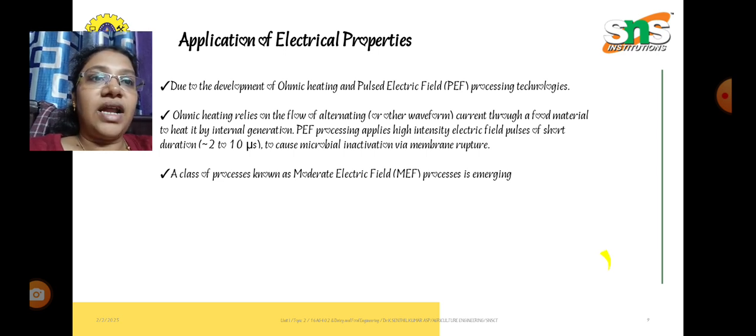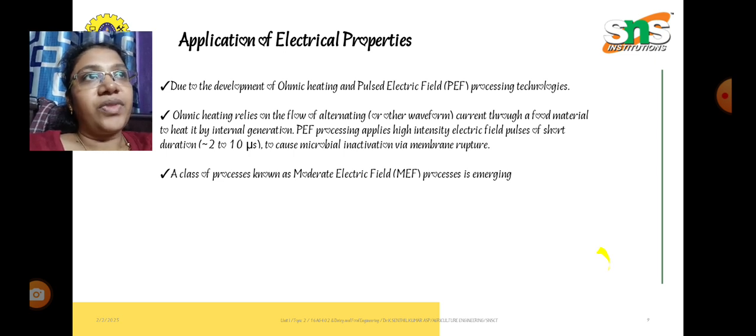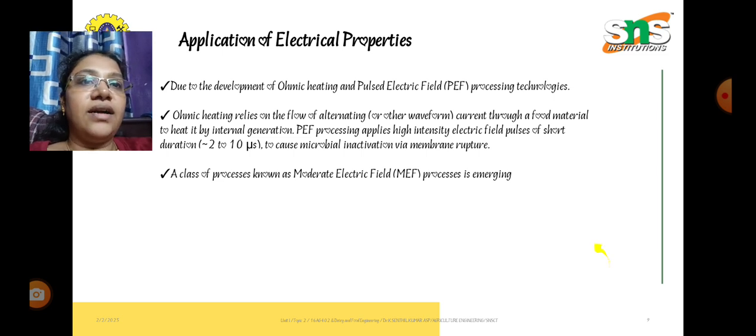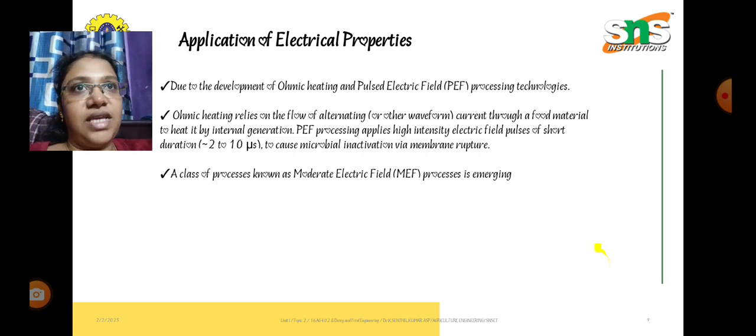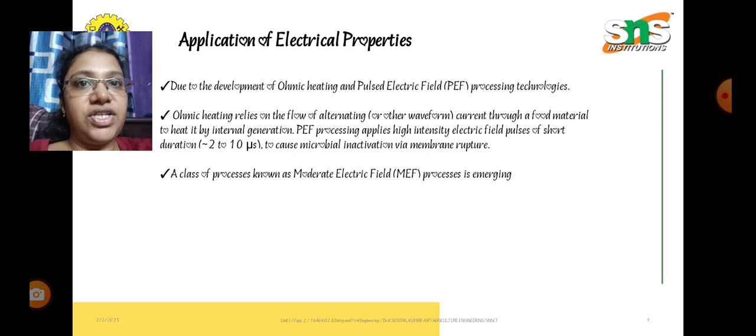PEF is applying high intensity electric field pulses of short duration to cause microbial inactivation through membrane rupture. So the main aim of this electrical property is the inactivation of microbes. Ohmic heating is like continuously passing current, but in PEF, for a shorter duration we give a high intensity pulse. A class of process known as moderate electric field process is one of the emerging technologies.